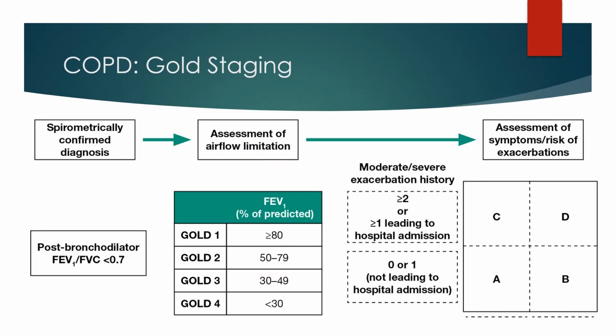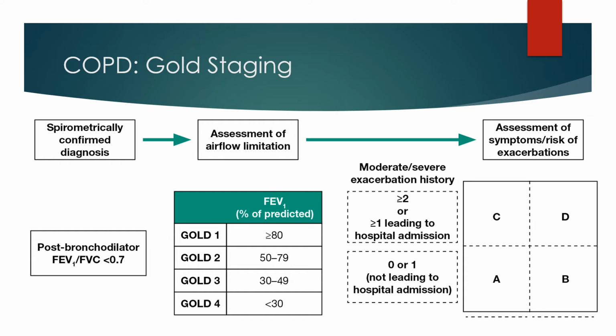Once spirometry has confirmed the diagnosis, next you need to assess the degree of airflow limitation. This is when you determine the GOLD stage the patient is in. Based on the FEV1, not the FEV1 to FVC, which is used to make the diagnosis, but based off the FEV1, if this is greater than 80%, they have stage 1, 50 to 79% stage 2, 30 to 49% stage 3, and less than 30% they have GOLD stage 4 COPD.